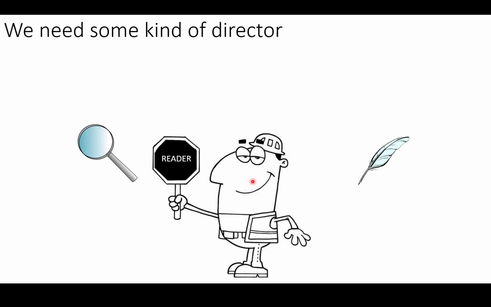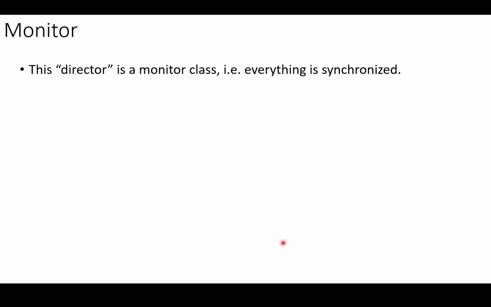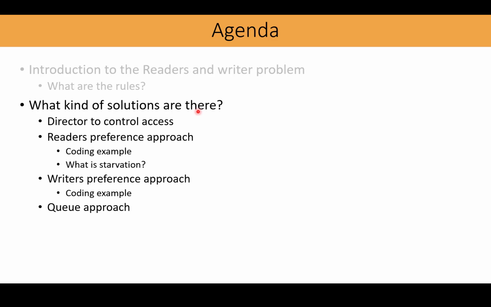So this class is the class that controls access to the shared resource. I call it a director. It is a monitor, and in Java a monitor class is just a class where all our methods are synchronized. So remember the monitor keyword, everything's synchronized. So that's the sort of general approach.